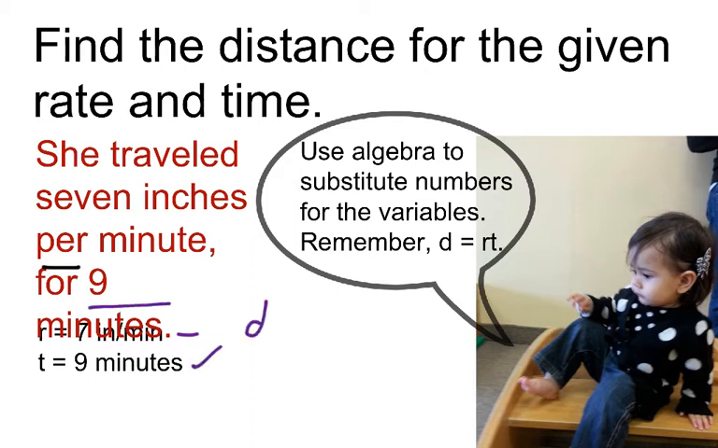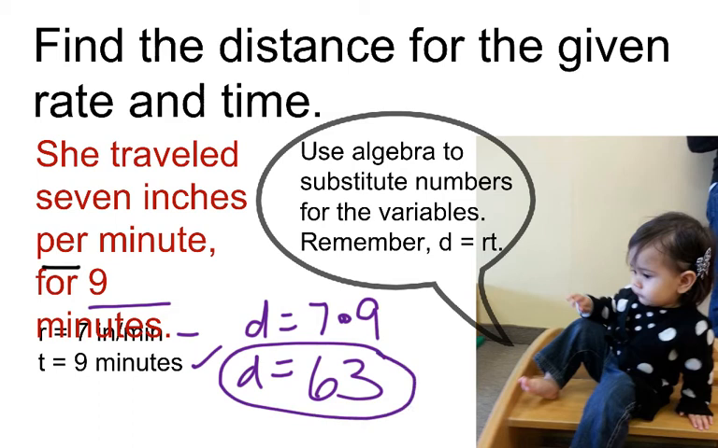So I can plug that into d equals r multiplied by the time. So then I'm just left with a simple multiplication problem to find my distance. So I keep my d the same, and then I can multiply 7 times 9 and get 63. So she traveled a total of 63 inches. That's my distance.